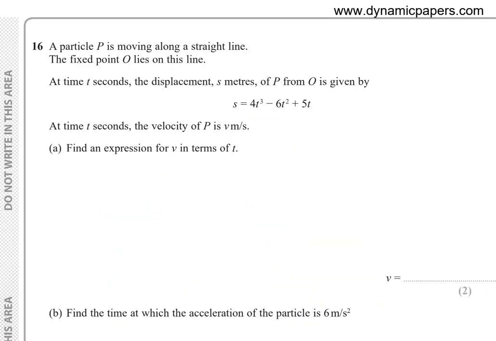Number 16. A particle B is moving along a straight line. The fixed point O lies on the line. At time t seconds, the displacement s meters of B from O is given by s equals 4t cubed minus 6t squared plus 5t. At time t seconds, the velocity of B is v. Find an expression for v in terms of t. So v equals the derivative of the displacement, so ds over dt equals 3 times 4, so 12t squared, 2 times negative 6, negative 12, so negative 12t plus 5.